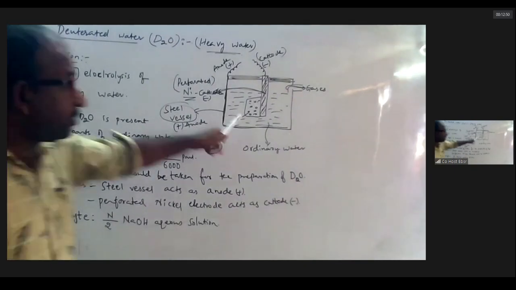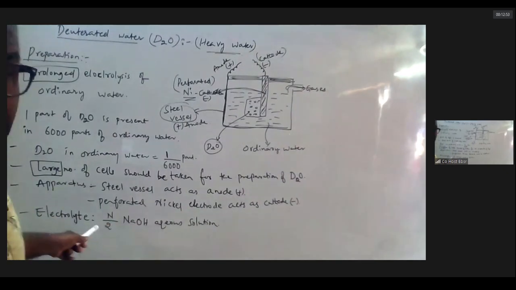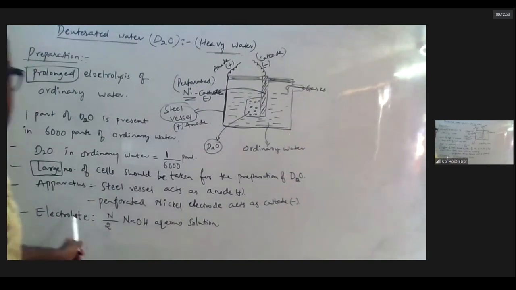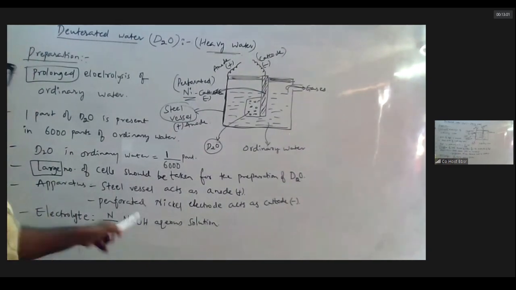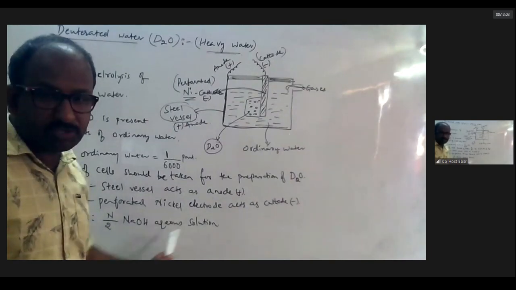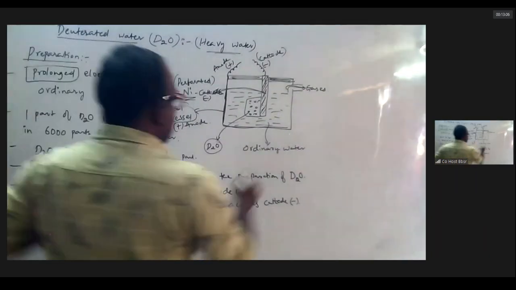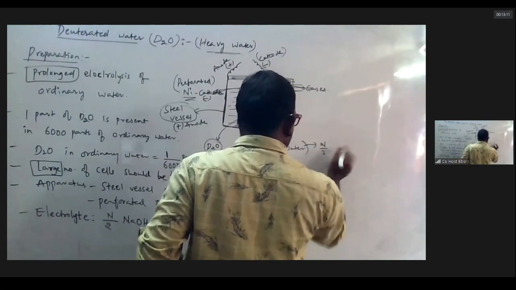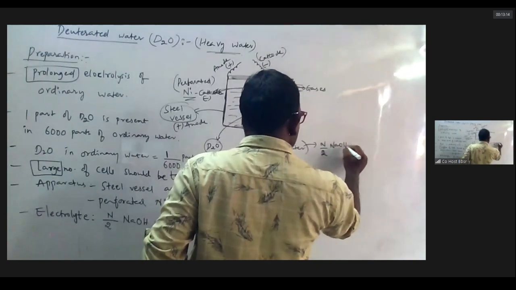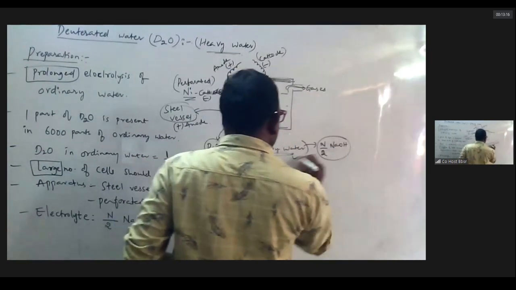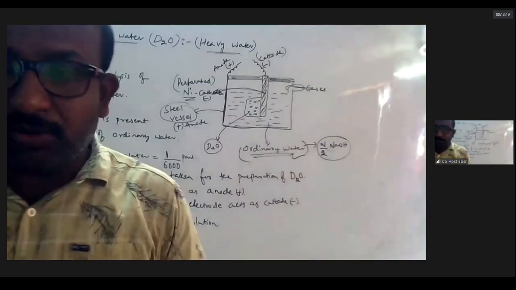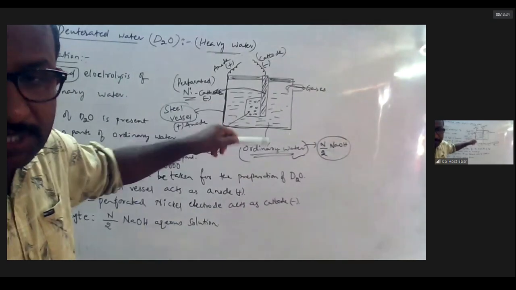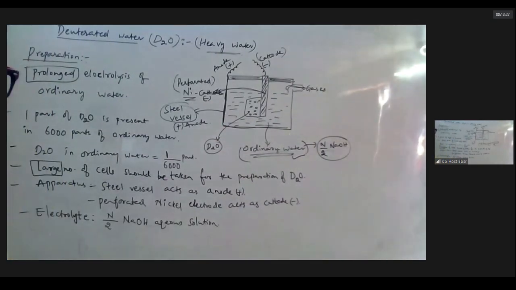In ordinary water, what do you have to take? Some NaOH should be taken here. The concentration of that electrolyte should be N/2 NaOH and the total solution is aqueous. So in ordinary water, the concentration must be N/2 NaOH; you have to add NaOH.